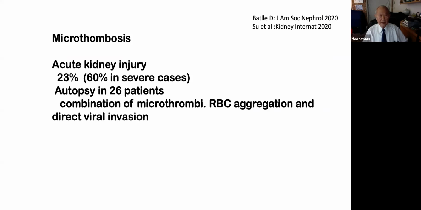The kidney is involved in as much as close to a quarter of the patients, even more in severe cases, 60% of COVID patients. And this particular report is the result of autopsy findings in 26 patients. And we can see in the kidney, there's a combination of microthrombi, of which I'll show you the picture, presence of red cell aggregation and direct virus in the kidneys. So let me show you the picture.